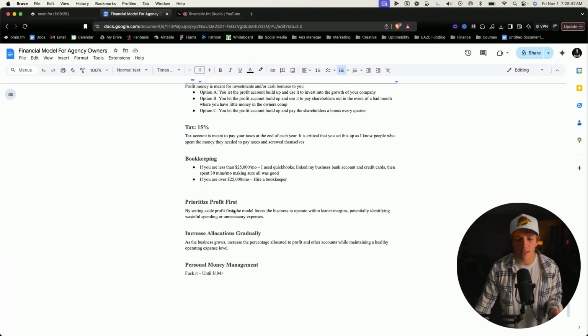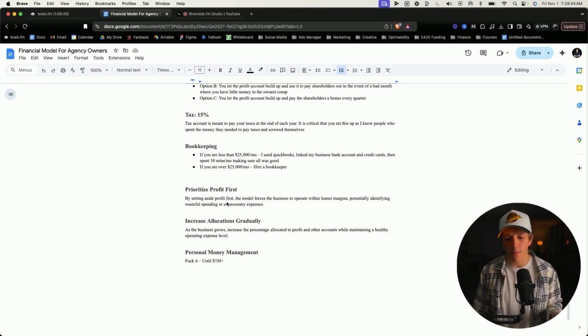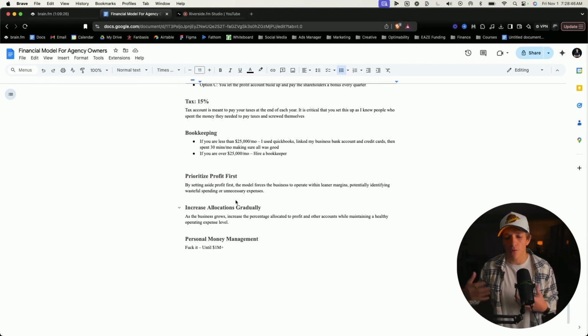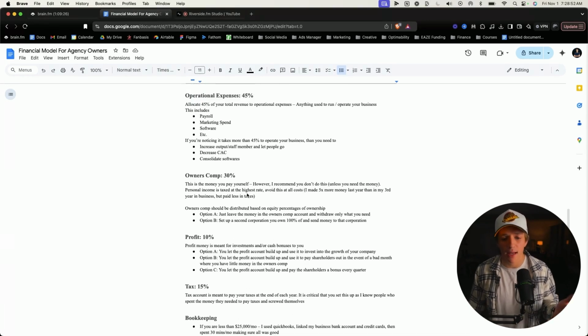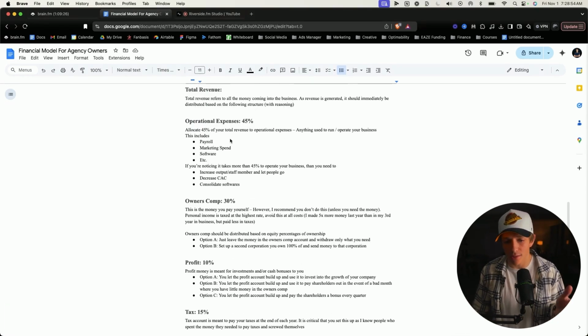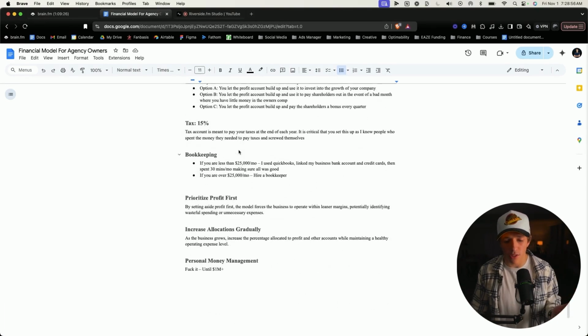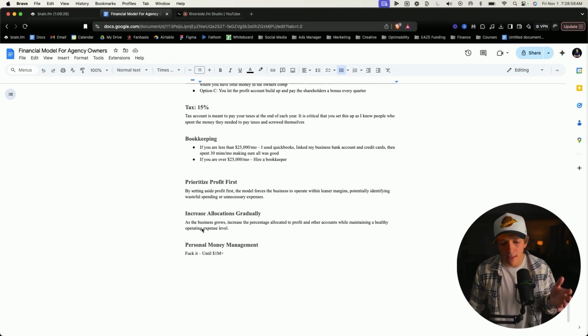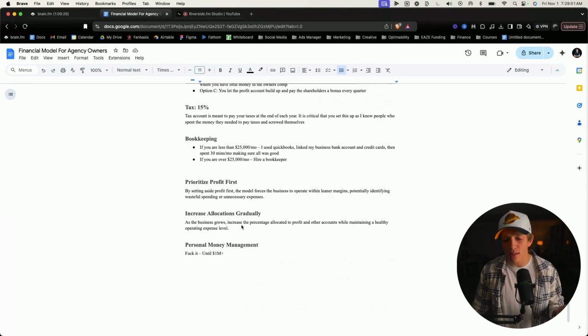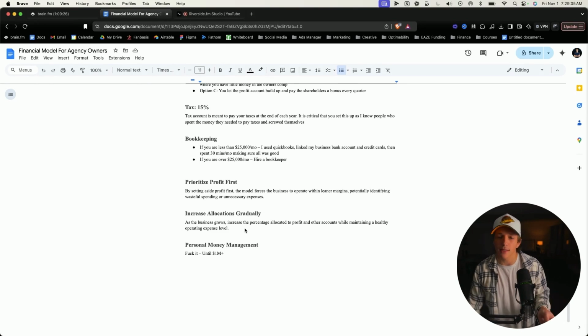Now, when you do this and prioritize profit first by setting aside profit first, the model forces the business to operate with leaner margins, potentially identifying wasteful spending or unnecessary expenses. And that was really what I was stressing here on the operational expenses portion of this. Now, the next thing that you can do is, as the business grows, you can increase the percentage allocated to profit and other accounts while maintaining a healthy operating expense level, right?